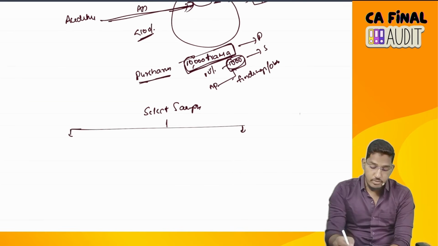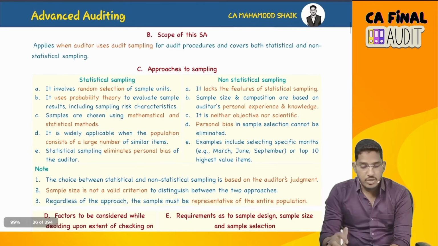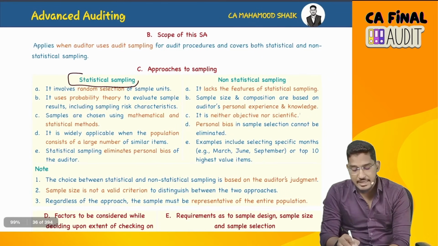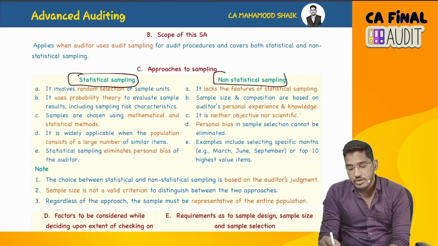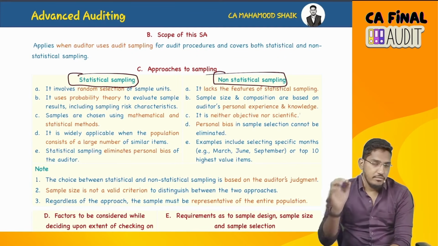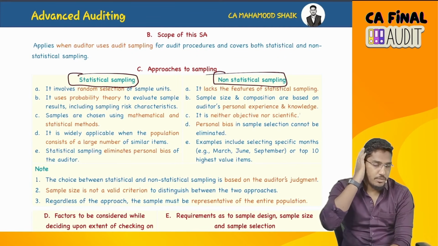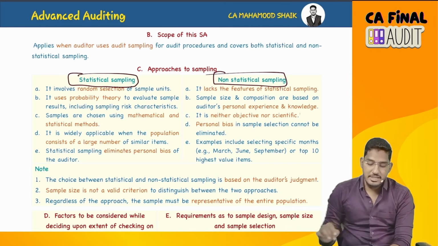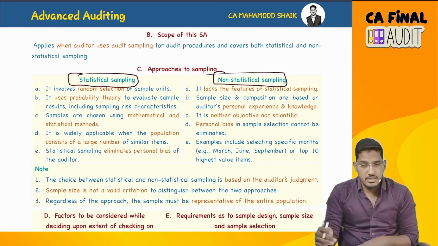To select the sample, we have two broad approaches. What are the two broad approaches for sampling? We have something called statistical sampling and something called non-statistical sampling. Number one, statistical sampling, and the other one is non-statistical sampling.